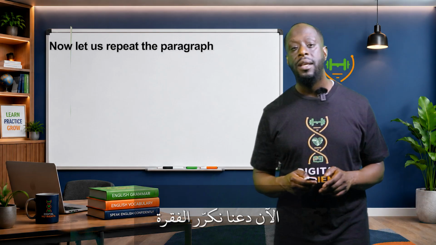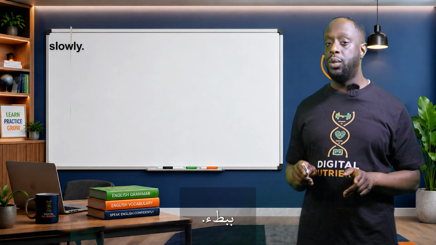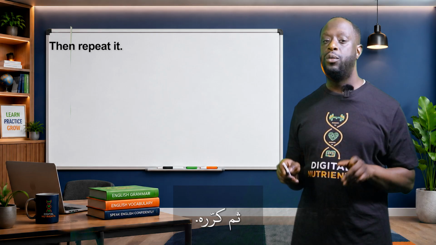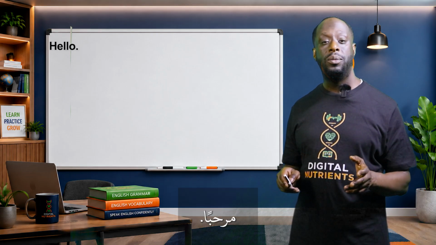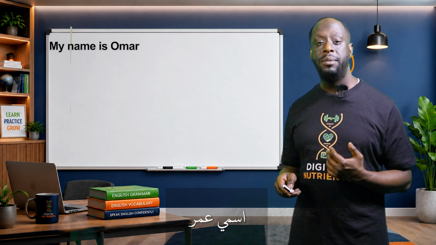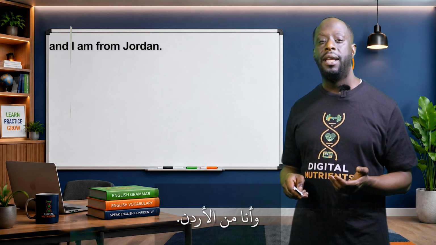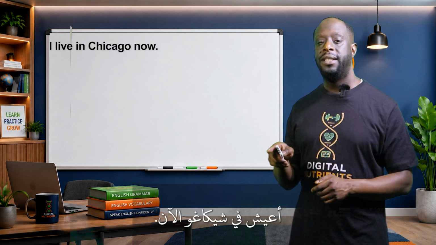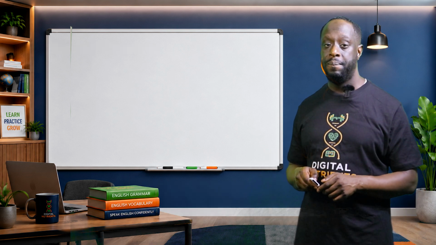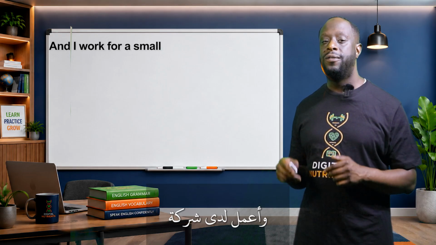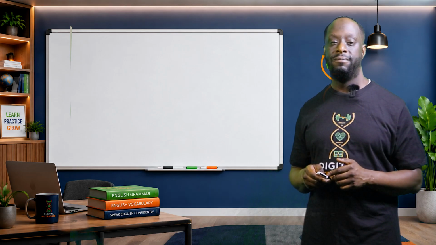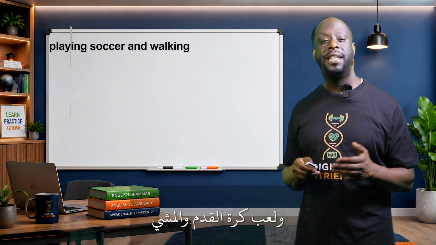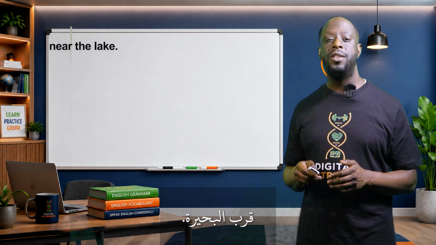Good, good. Now, let us repeat the paragraph slowly. Listen to each short part, then repeat it. Hello. My name is Omar, and I am from Jordan. I live in Chicago now, and I work for a small delivery business. I enjoy cooking, playing soccer, and walking near the lake.